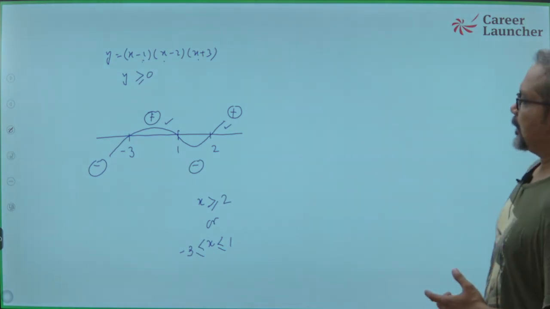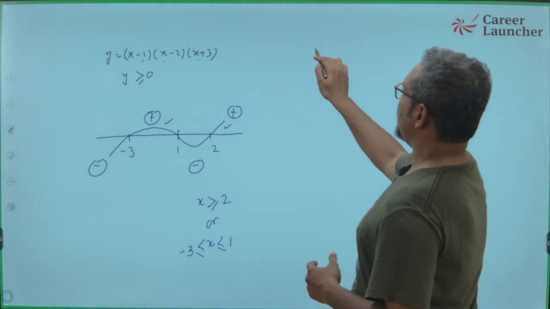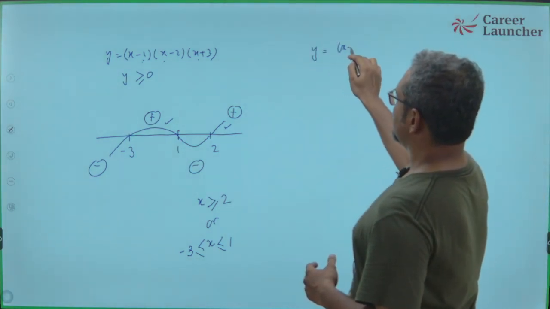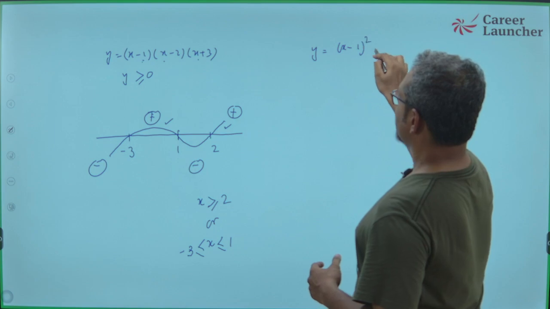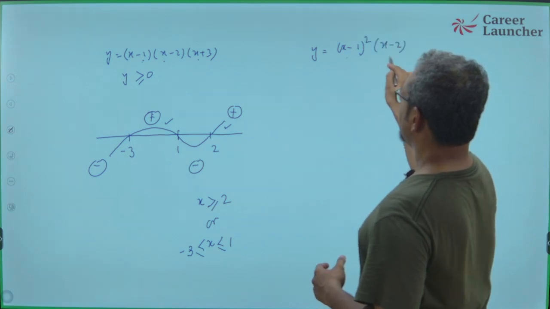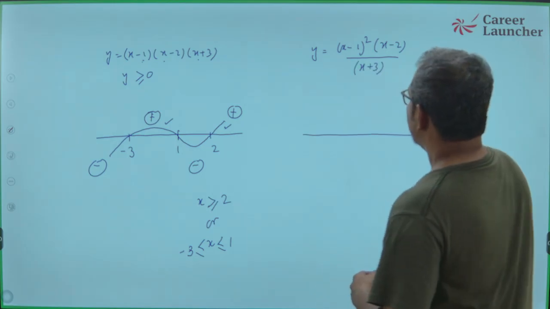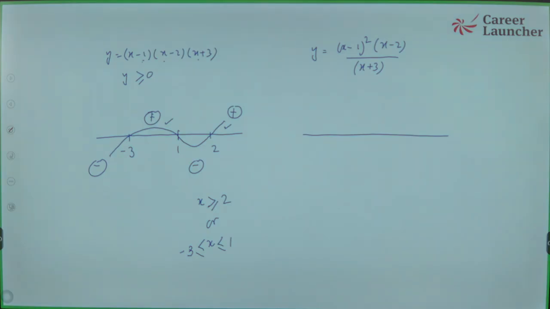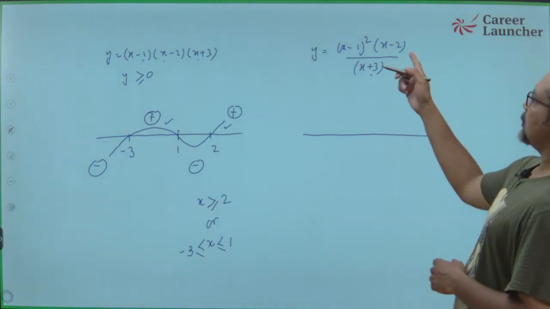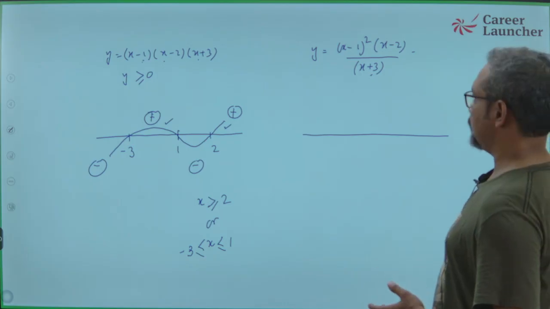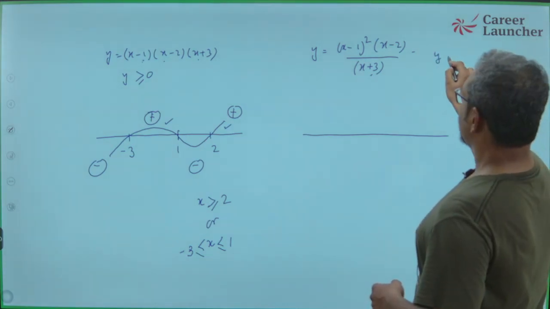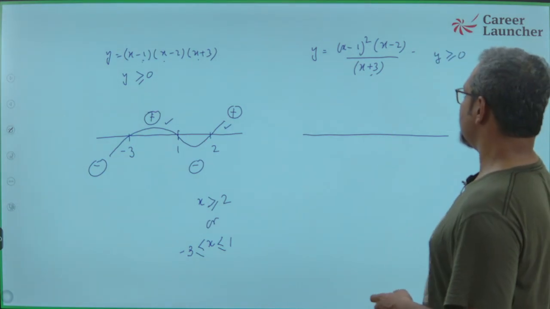Now take a slightly more complicated form. Say I have (x minus 1) squared times (x minus 2) upon (x plus 3). Now what we will do here is treat it as if this is multiplied on this side, it's not divided. Let's say we are solving for y greater than or equal to 0, same as the last one.